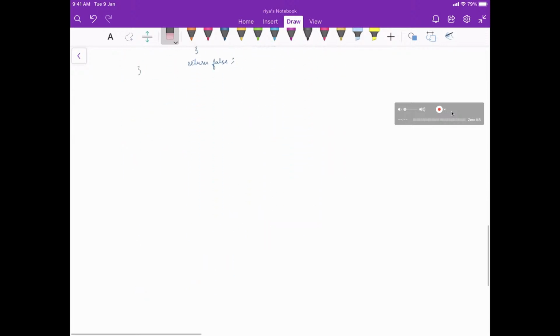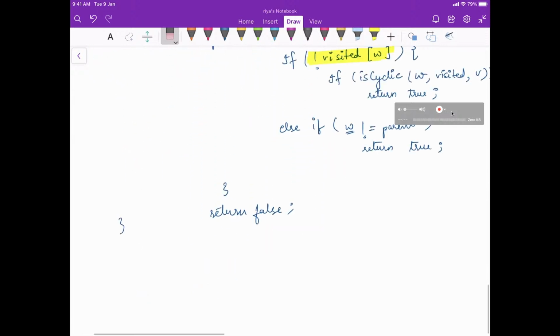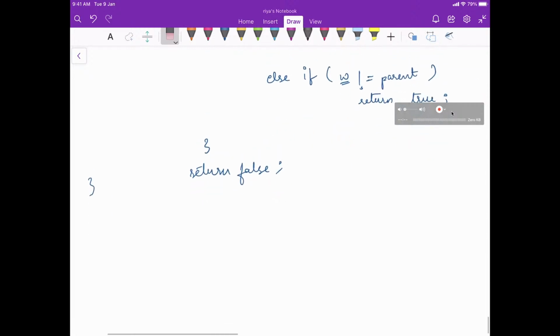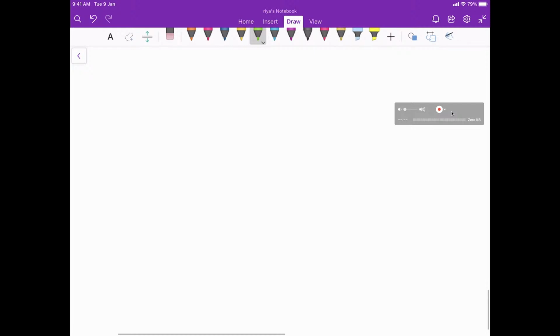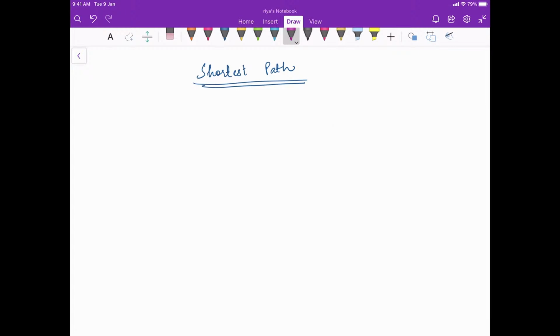Now we'll move on to another very, very important concept, and that will be shortest path. We'll learn about shortest path in the most simplest manner first, and then we will learn how exactly we can do it in different scenarios. How will that concept actually work?